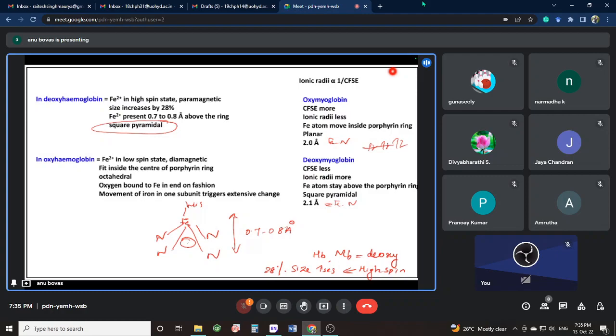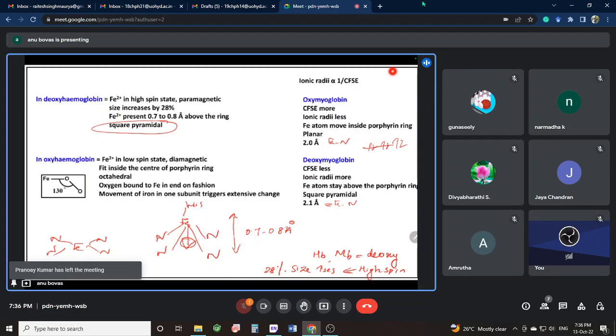So we can tell that our whole life depends on this 0.1 Angstrom. When the size decreases from 2.1 to 2 Angstrom, the iron can come down, and now this iron will be properly fitted and we will get a planar structure in the oxyhemoglobin state. This is an important thing, because questions can be asked on how much above or below the plane it is present, and what will happen. Whenever oxygen is attached to this iron, the size will decrease and it will come to the planarity of the porphyrin ring.